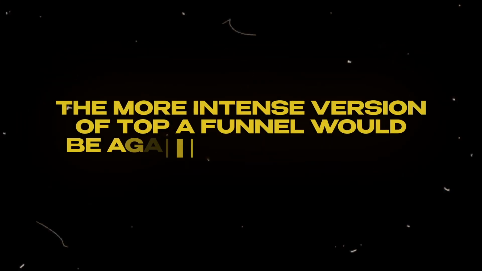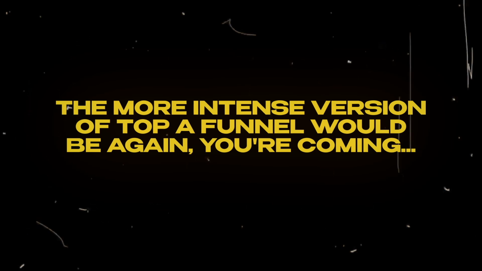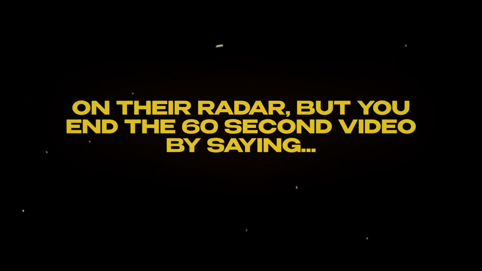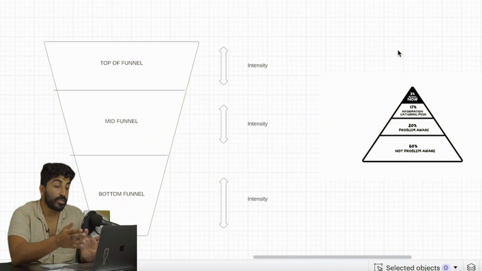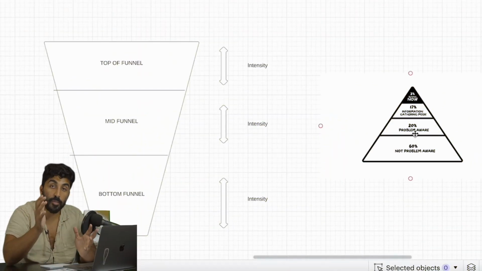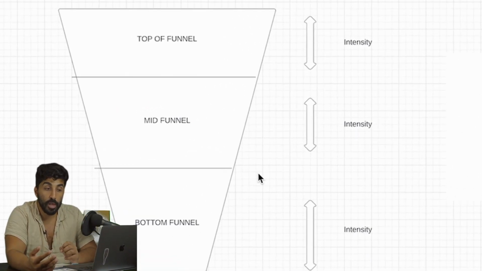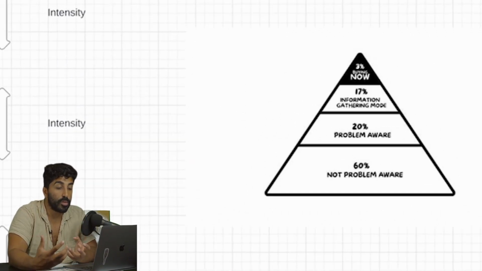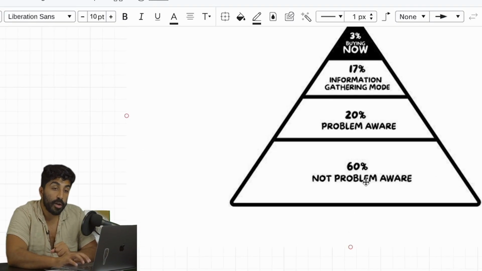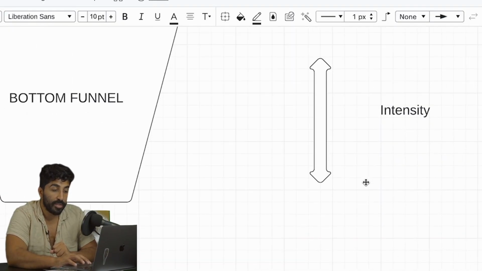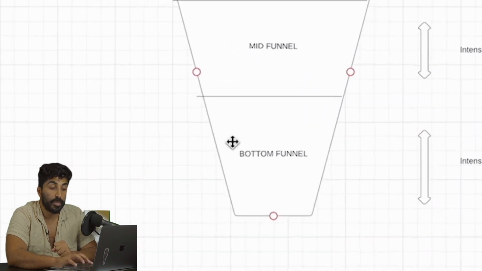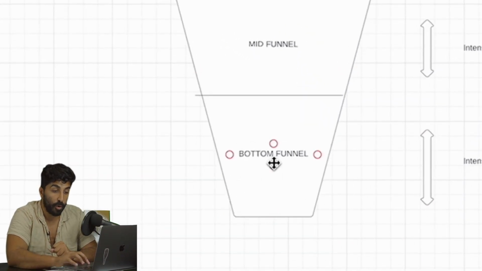The more intense version of top of funnel would be, again, you're coming on their radar, but you end the 60-second video by saying, click the link in the bio and go buy my shit. So as you can see, there's varying intensities of every part of this funnel. So if we look side by side with the pyramid of the 4 stages of where your target audience is and the sales funnel, what you'll see is some pretty big correlations. So if your audience is not problem aware, you definitely don't want to market to them like you would somebody else that's bottom of funnel.